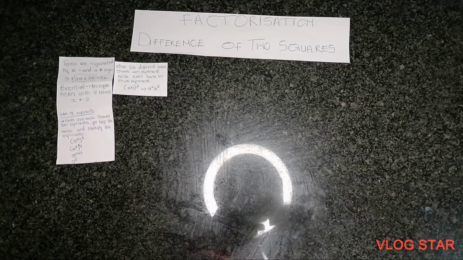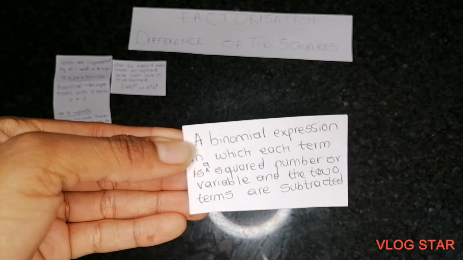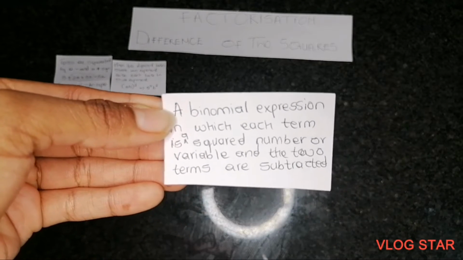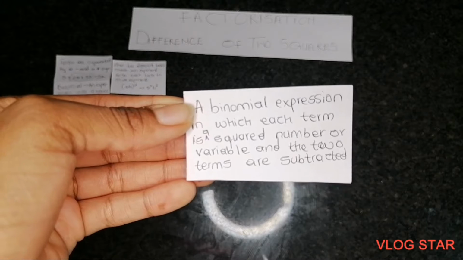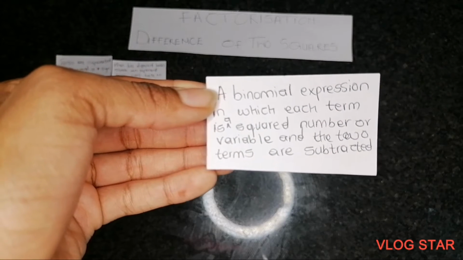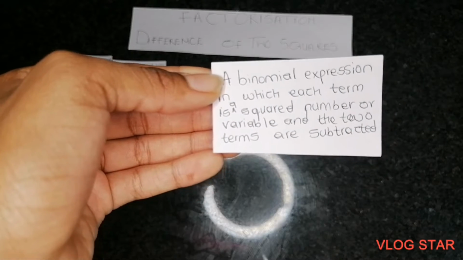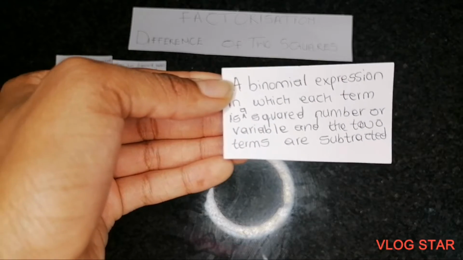What is difference of two squares? Difference of two squares is a binomial expression. How do we know a binomial? We see it by 2 terms. It is a binomial expression in which each term is a squared number or variable, and the two terms are subtracted.